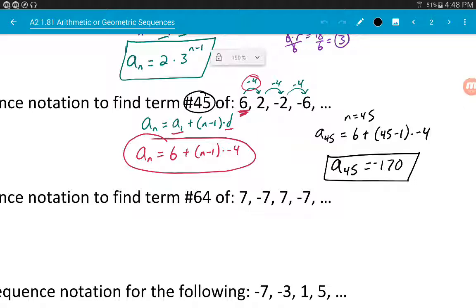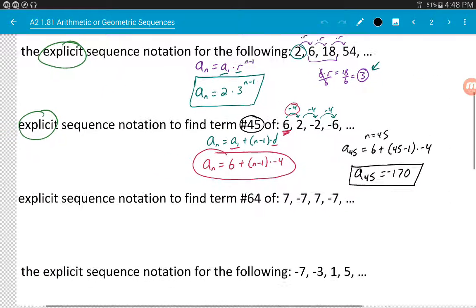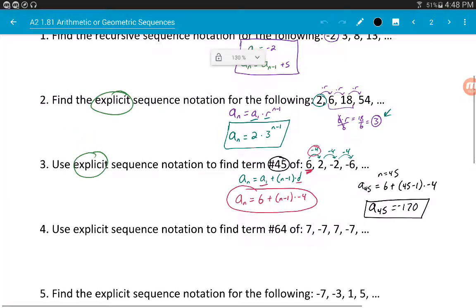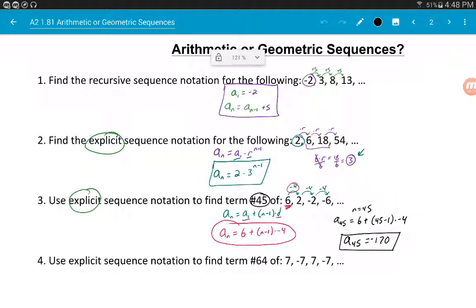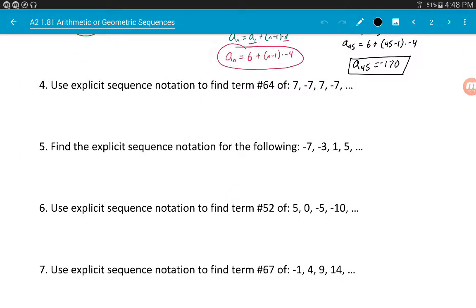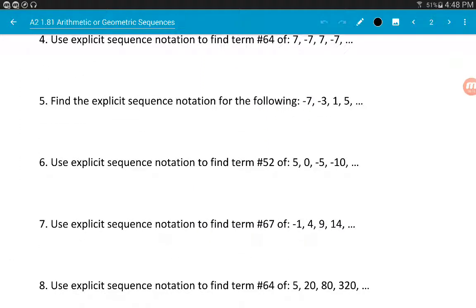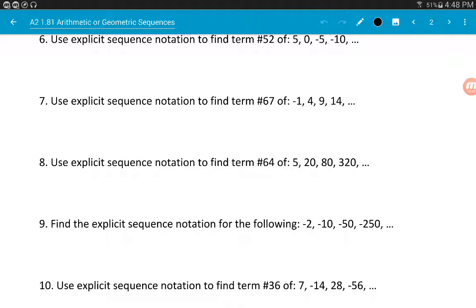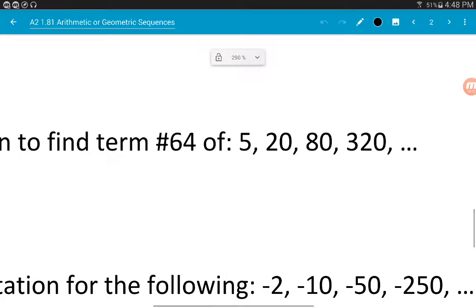Okay, and that's it. So if you aren't sure about how to find a ratio, go back to the example that I just did to find this on question number 2. If you aren't sure about the difference between explicit and recursive, go back to the beginning. I'm going to give you one example of something that happens a little wacky down here on question number, let's say 8.